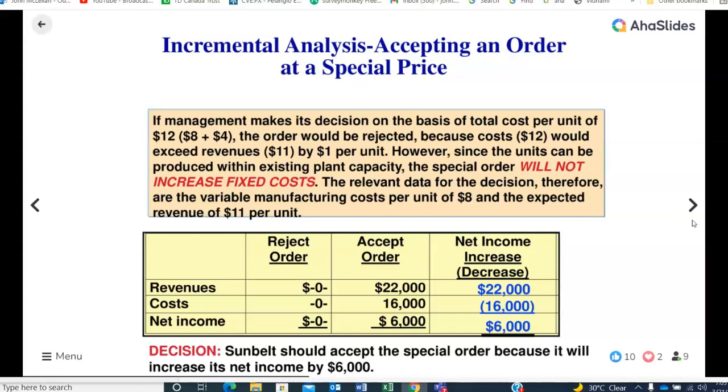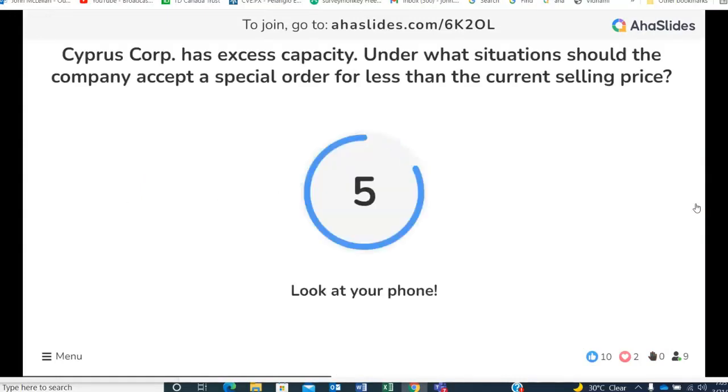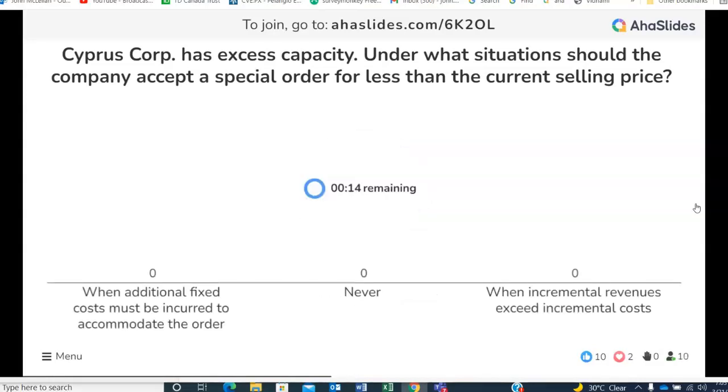Any questions? Okay. I have a few. Cypress Corp has excess capacity. Under what circumstances would the company accept a special order less than the current selling price?